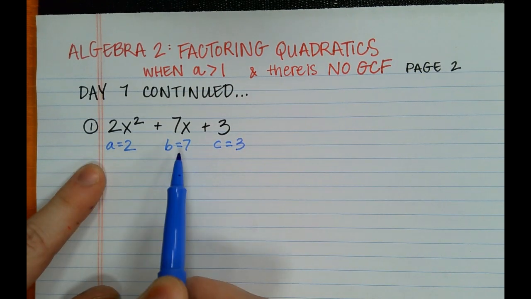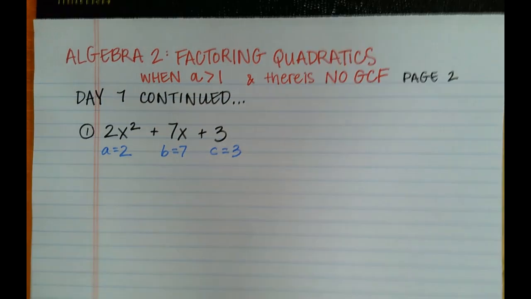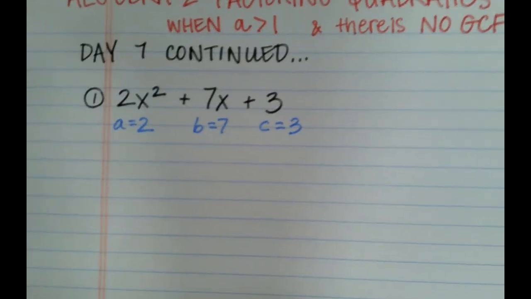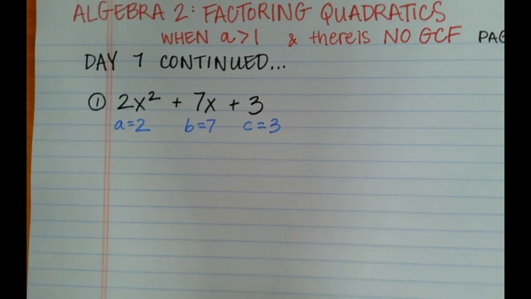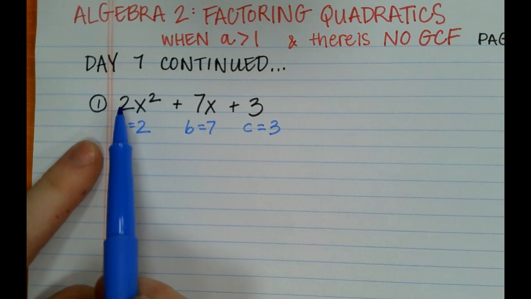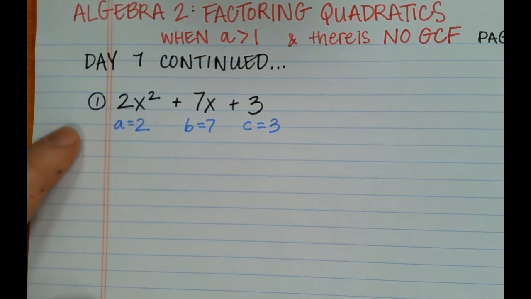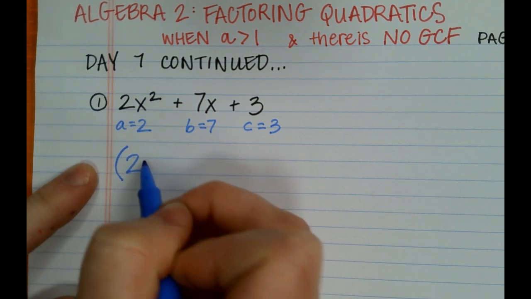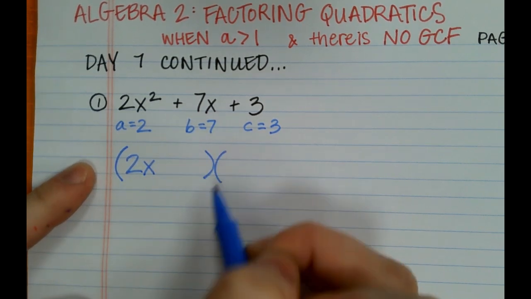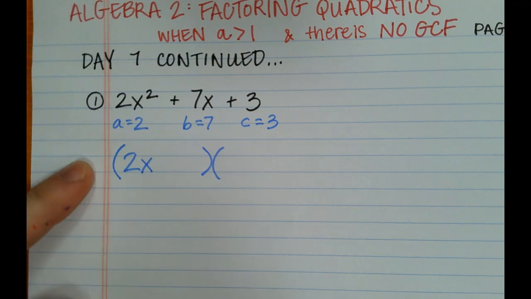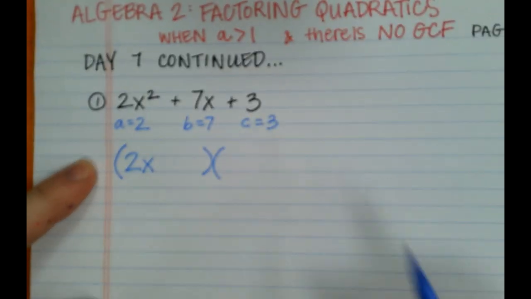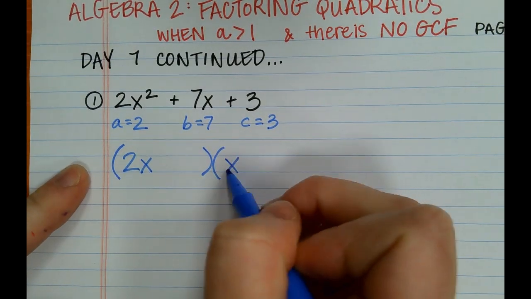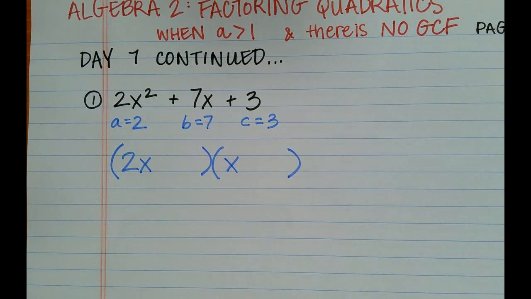Is there a greatest common factor? Nope, there's not. That means 2, or A, is going to be in our answer. So I'm going to need 2x plus or minus something times x plus or minus something. Here we go. And I'll give everybody a moment to get to that point.